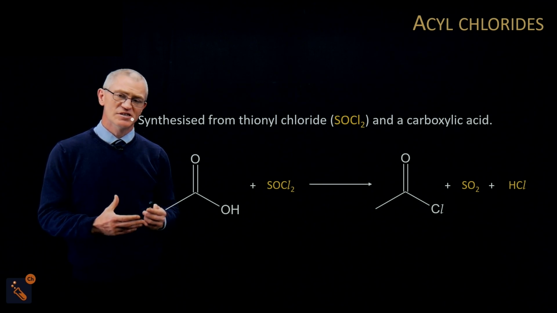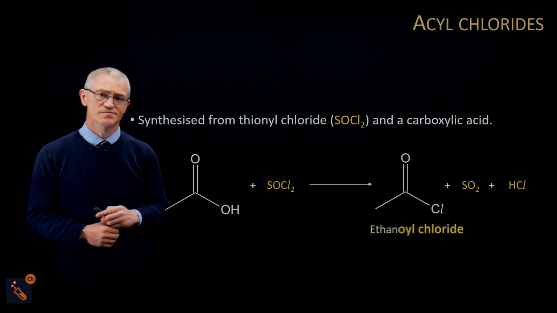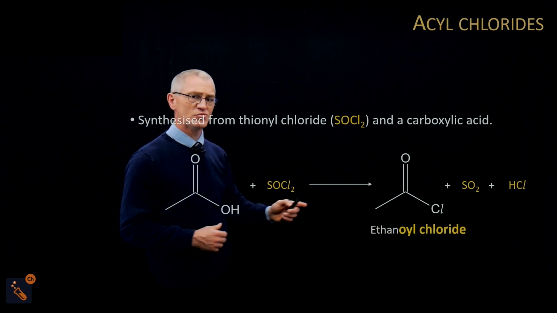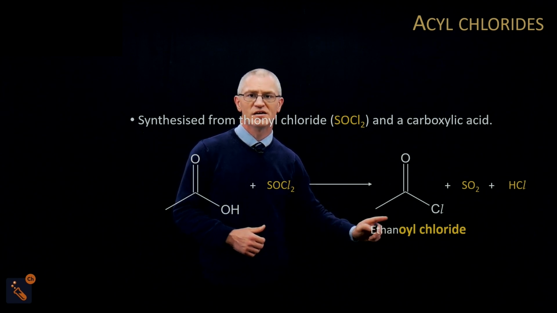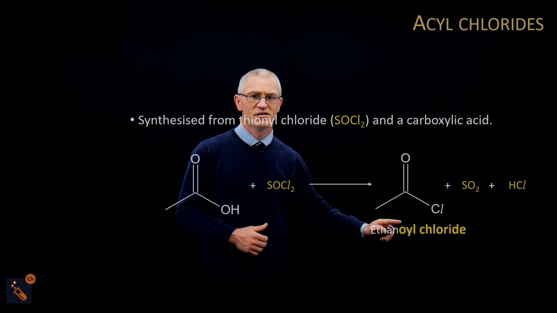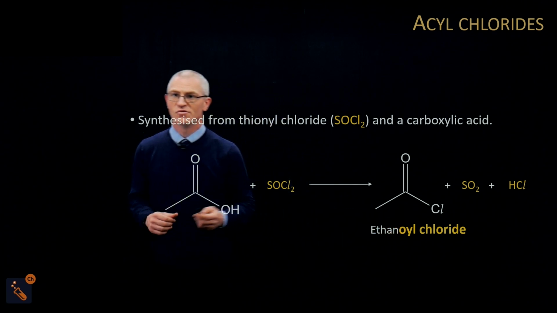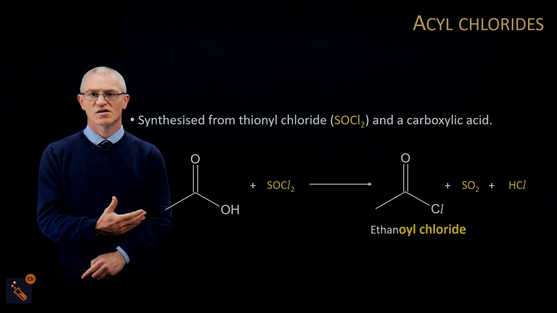The next point is, how do we name them? We name them with the ending oyl chloride. All we do is take the stem, which is the length of the carbon chain, which is 2, and then put oyl chloride on the end. So 2 carbons, ethan, and then oyl chloride, so ethanoyl chloride. And that's how you name your acyl chlorides.